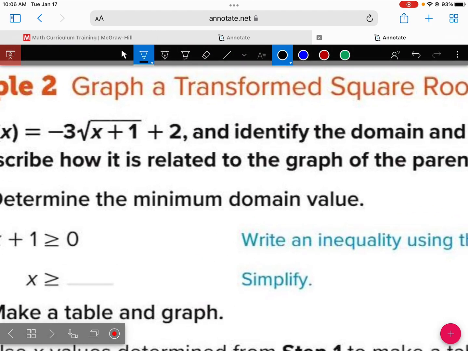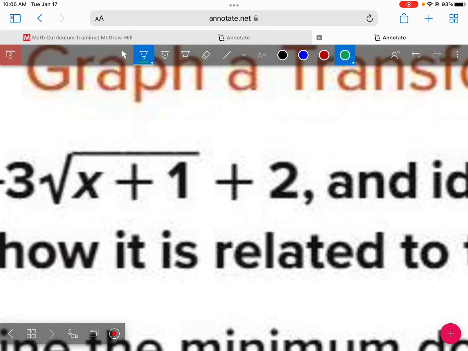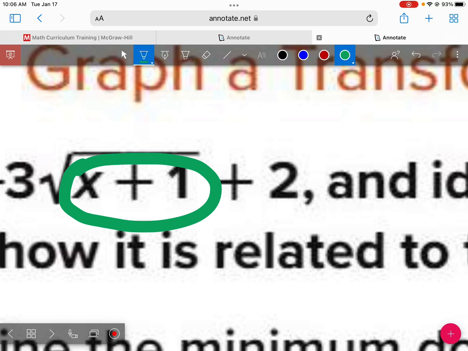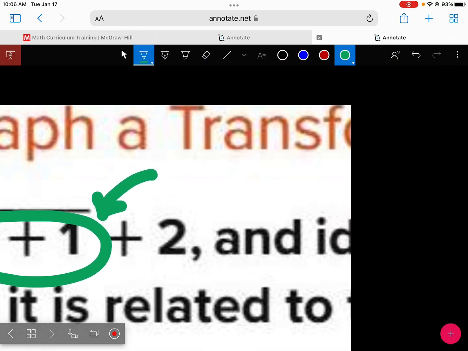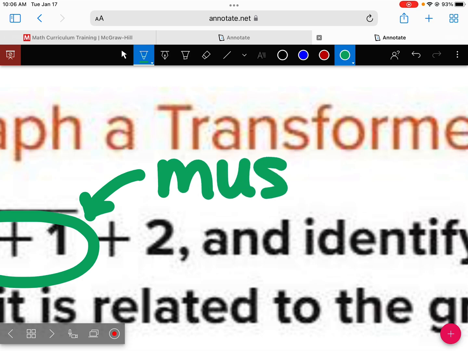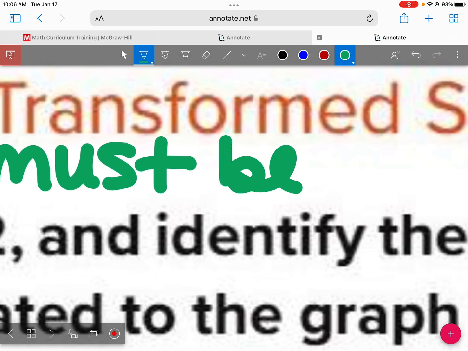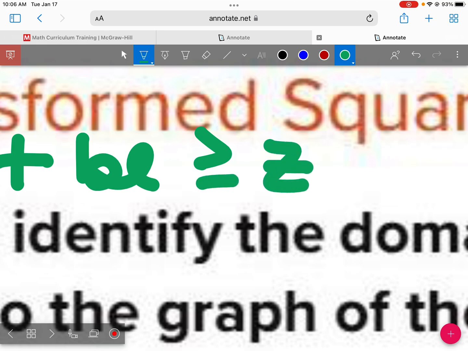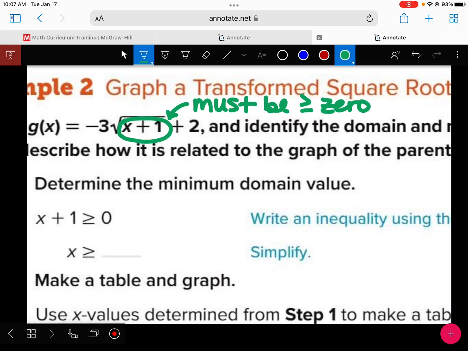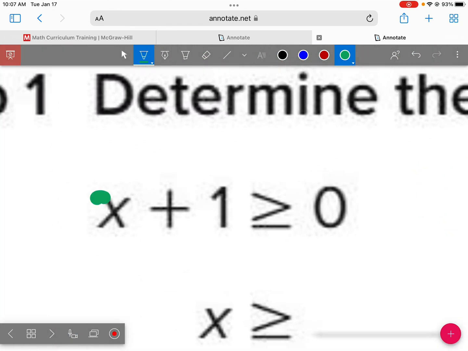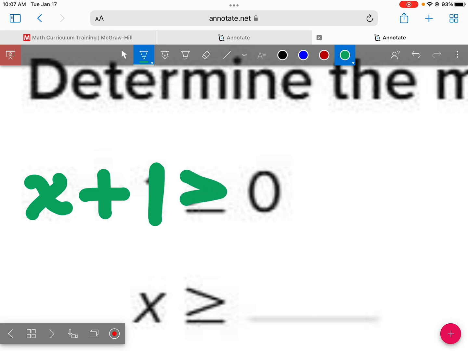All right. So the first thing I need to do, you guys see this part underneath the square root? That has to be greater than or equal to 0. So the first thing I do is I set up an inequality with whatever is underneath there. In this case, it was x plus 1. Whatever's underneath the radical, I make it greater than or equal to 0.